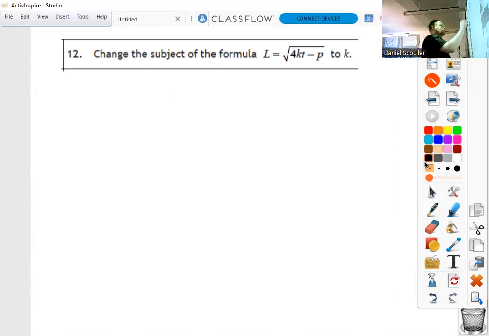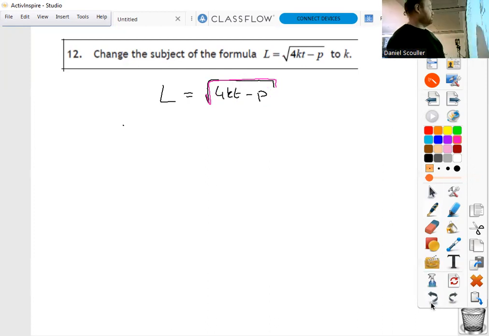I have to rewrite it. L equals root 4 k t. Be aware that that root sign covers that whole term, everything underneath that root sign. So that root sign has to clear away to allow us to leave what's underneath it. All right, so the first thing we need to do is get rid of that root sign.